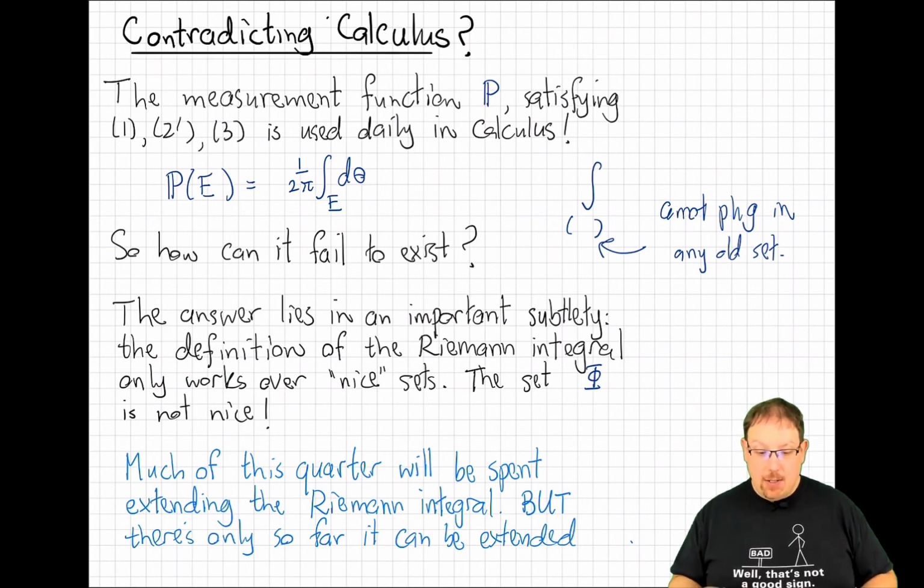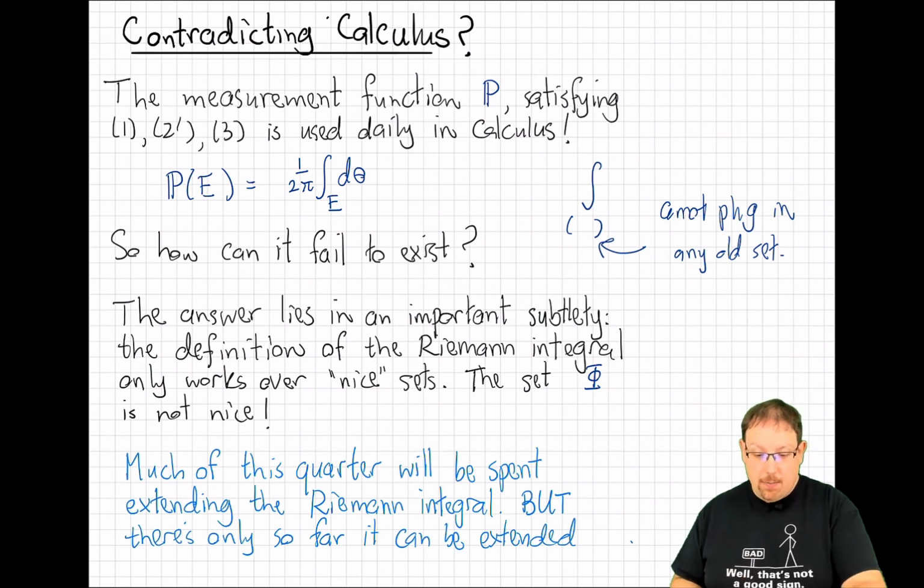And it turns out that that set phi that we created by taking a representative element from each equivalence class, when we take the quotient of the circle by rational angles, that set is not nice enough for the Riemann integral to make sense. It is not a pavable set. Okay. So that means that we cannot just take the measurement of every kind of set. There are only certain nice sets that can be measured. Not every set falls into that category.